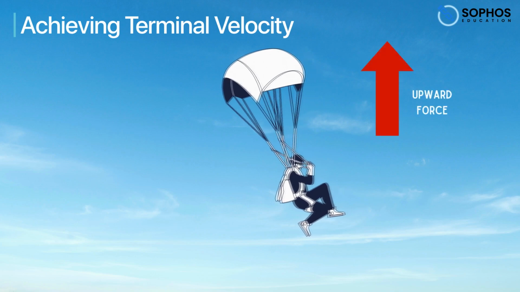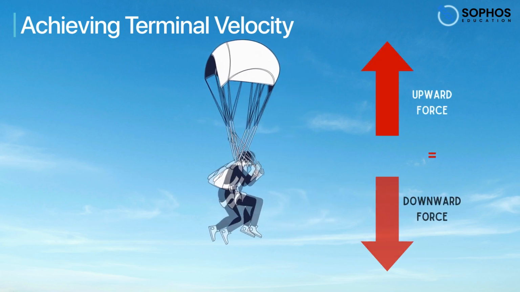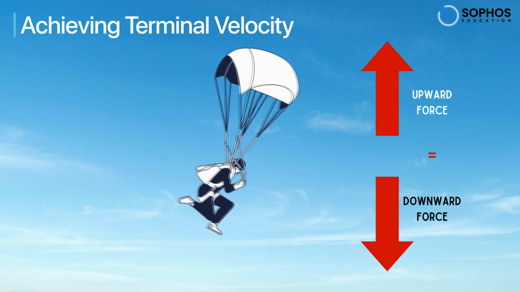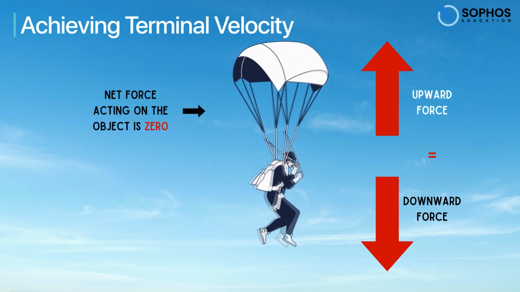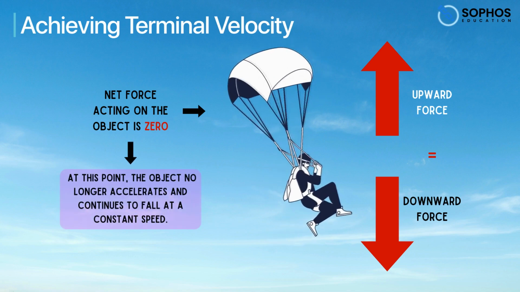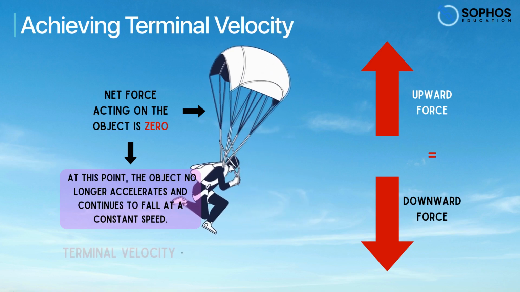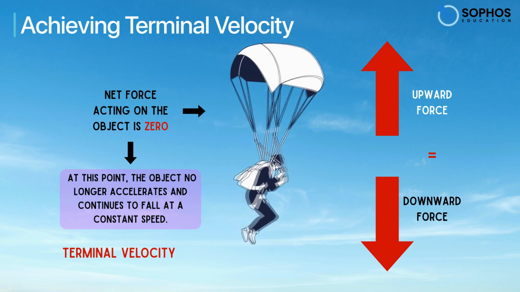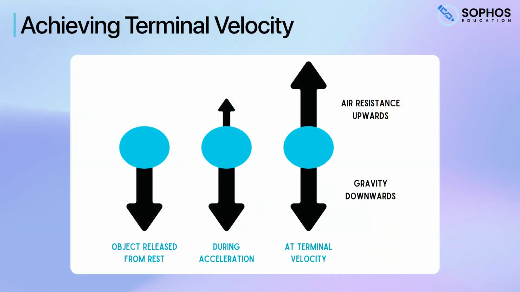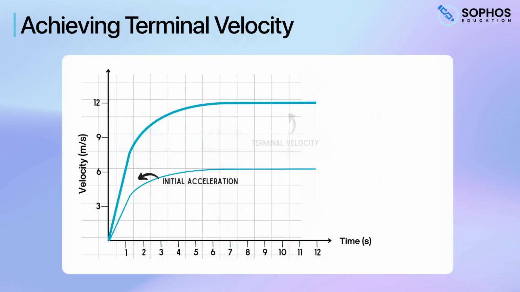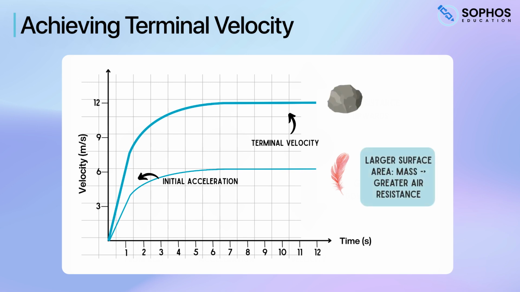Eventually, the upward force of air resistance becomes equal to the downward force of gravity. When these two forces balance out, the net force acting on the object is 0. At this point, the object no longer accelerates and continues to fall at a constant speed. This constant speed is known as terminal velocity. Different objects have different terminal velocities depending on their shapes, sizes, and masses. This can be illustrated graphically. For example, a feather has a much lower terminal velocity compared to a rock because the feather has a larger surface area relative to its mass, leading to greater air resistance.